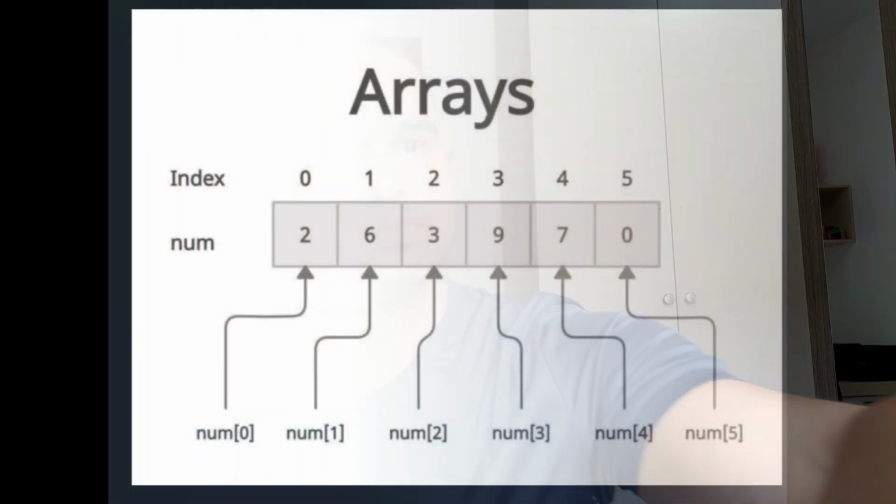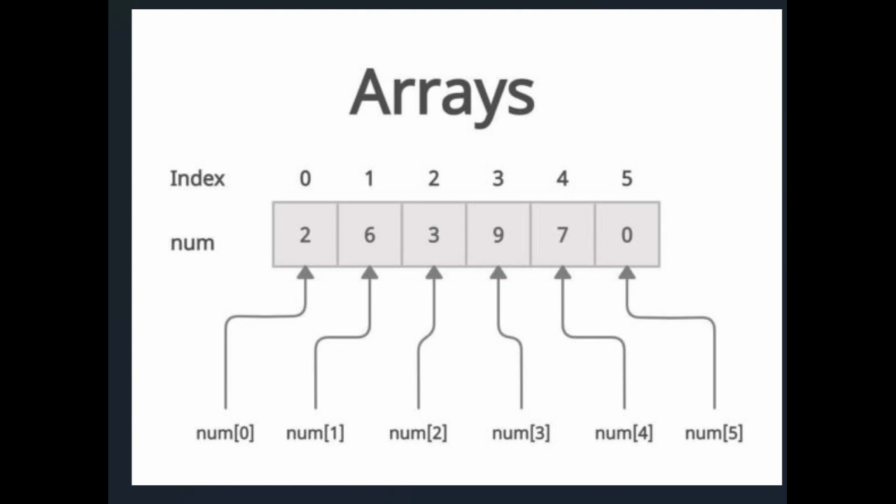Let's go. First, what's an array? An array is a variable that contains more than one value. For example, in this variable of int, I have the values 2, 6, 3, and 9. In only one variable, I have more than one value. So I don't need to create number1, number2, and number3. I only create the array.